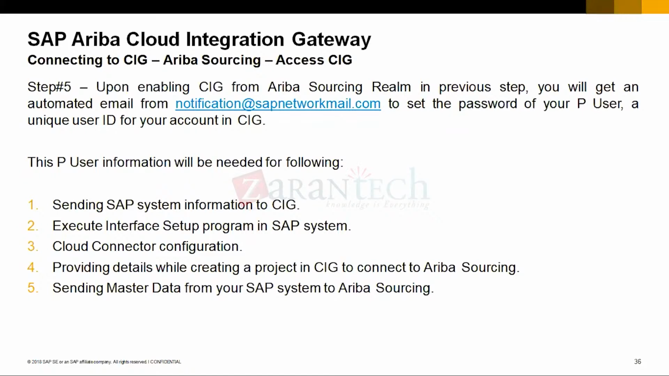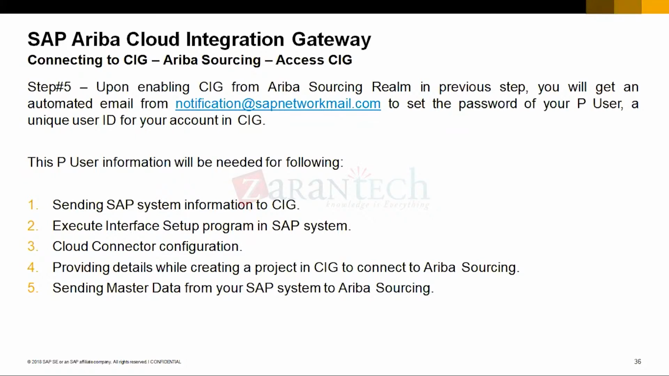And now, after generating the P user ID, that means CIG enablement is also done, and we can start to configure the next setup on the ERP side or on the CIG side. Okay, so like this, we have to enable the CIG for the customer license. Any question here? Am I clear?